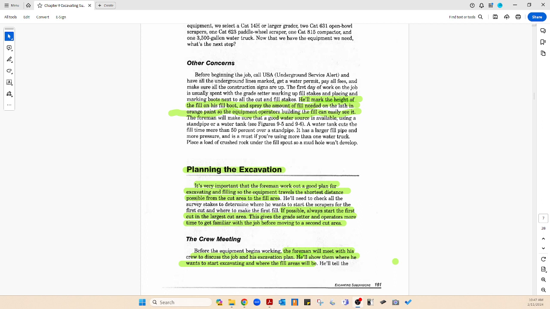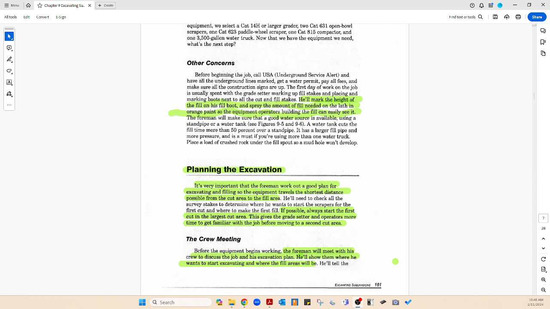So the scrapers or excavators or dozers are going to be busy, and in the very beginning this is going to give the grade setter and the operators a little more time to get familiar with the job before moving to a second cut. And it has mentioned in here a crew meeting.